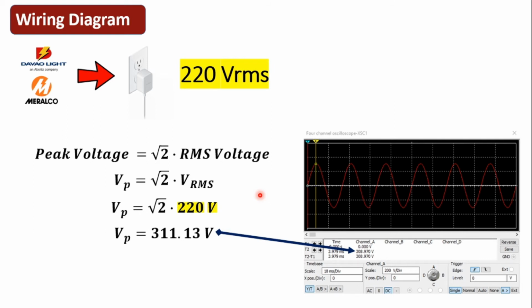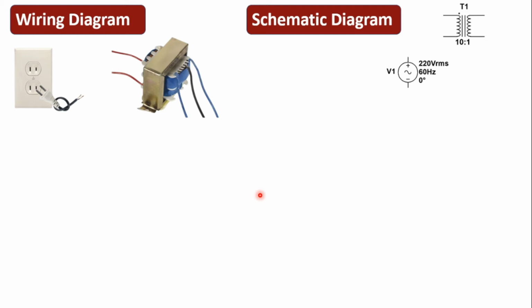Now that we have an idea of how an oscilloscope works and what the voltage waveform of the 220 VRMS looks like, let us now explore what will happen when we connect this supply to a transformer. Now, before we discuss how we will interconnect the AC source to the transformer, let us first watch this video to be acquainted on how a transformer works.